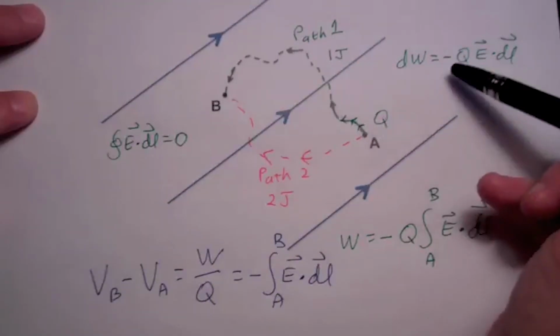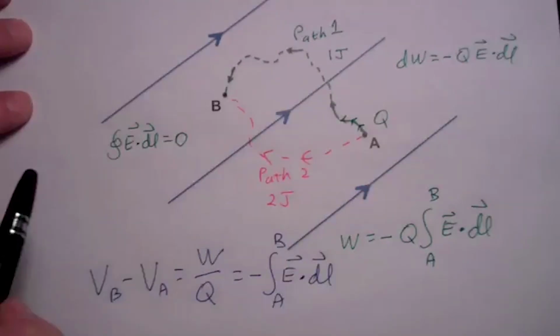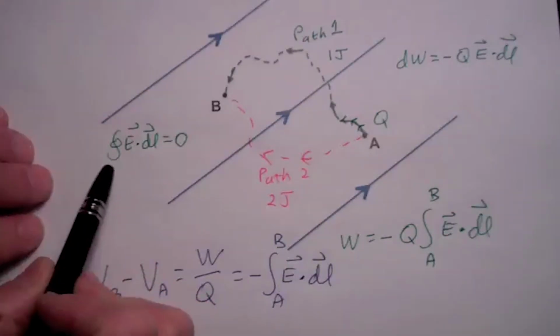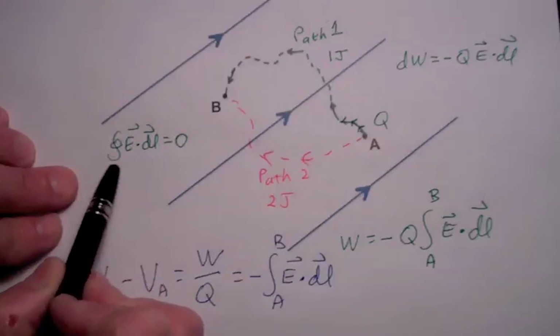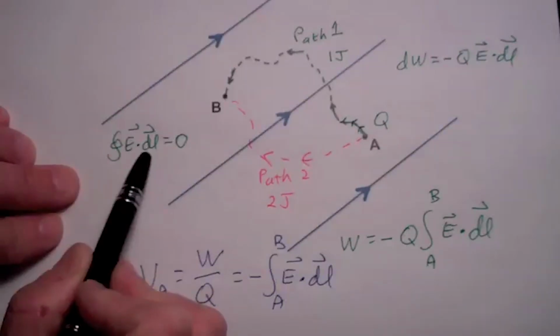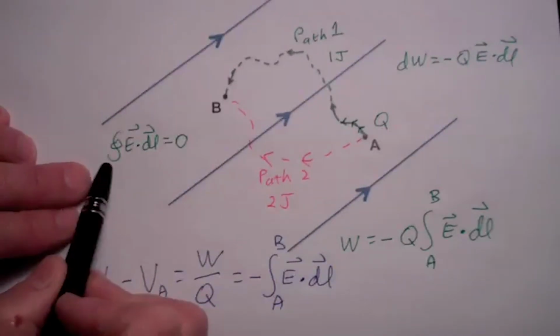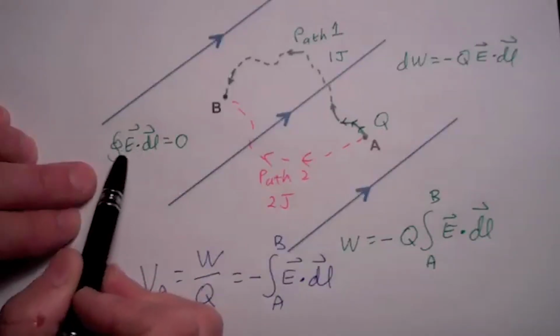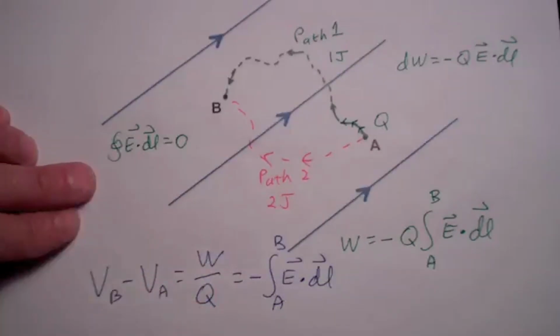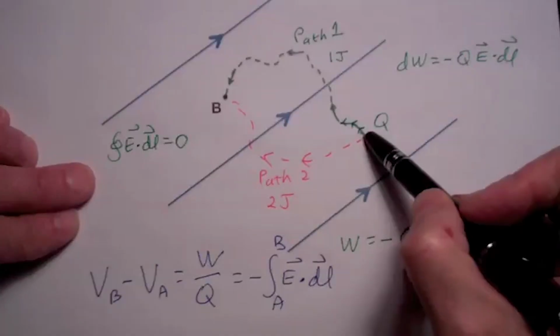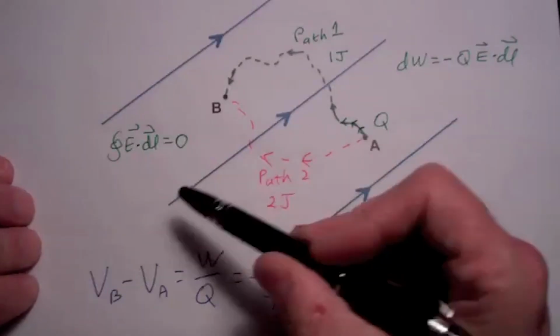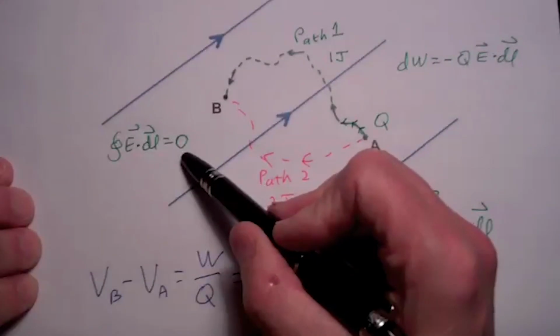We always will have to get the same value. And a way we indicate that is putting this little circle on the integral of E dot dL, which indicates that when we do this integral, we're doing it along a closed path, and we'll come back to our original position. And in order for energy to be conserved, that will have to equal 0.